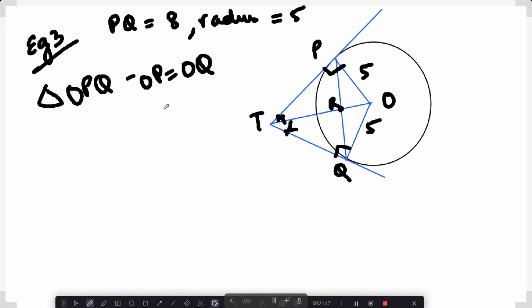OP equal to OQ, right? Or even if you look at triangle TPQ, TP equal to TQ, tangents to this thing are equal. So if you look at triangle TPQ, TP equal to TQ, so these angles are equal. That's fine, right?